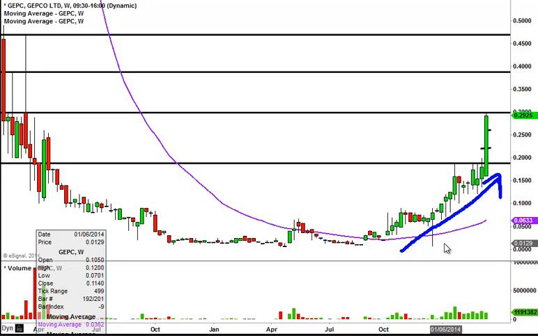So all in all, nice looking chart. We'll see how it unfolds tomorrow and then next week. But get it on your radar and let's see what happens with it.